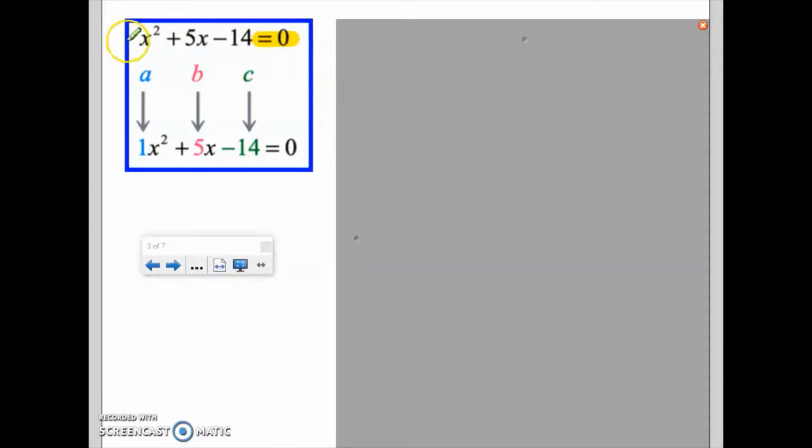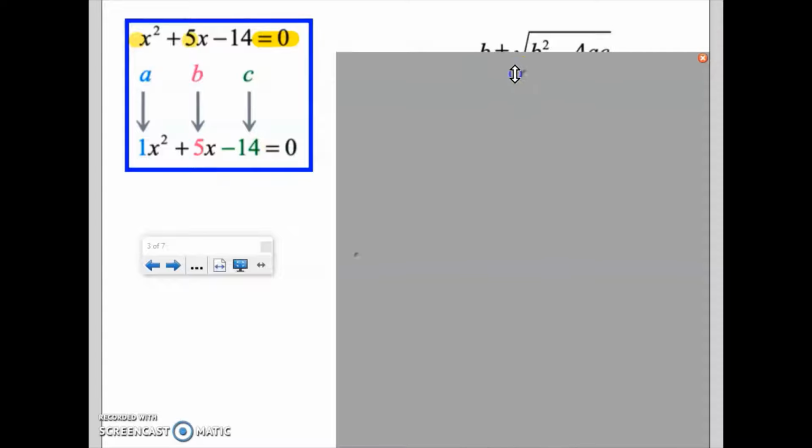The coefficient of x squared, when there's nothing there, of course we assume it is 1. So A would be 1 in this case. B would be 5, the coefficient of x, and our constant term is negative 14. So I'm going to substitute 1, 5, and negative 14 into the quadratic formula to get our two solutions.